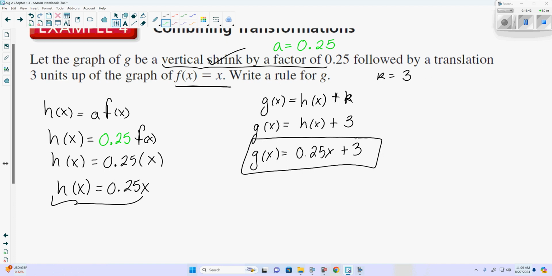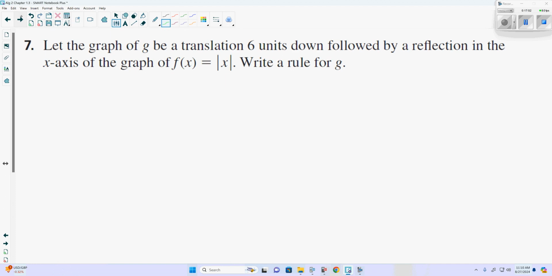And that's it. So no matter how many transformations we do or what they are, we're doing the same steps in the same process as we did for doing one each function. We're just doing it one at a time. Are you ready for the next one? Let the graph G be a translation 6 units down, followed by a reflection in the x-axis. And then we'll write a rule for G. So the first thing we're going to do is 6 units down, and then we're going to reflect it in the x-axis.